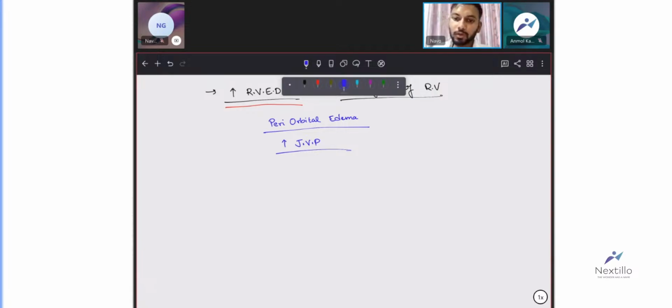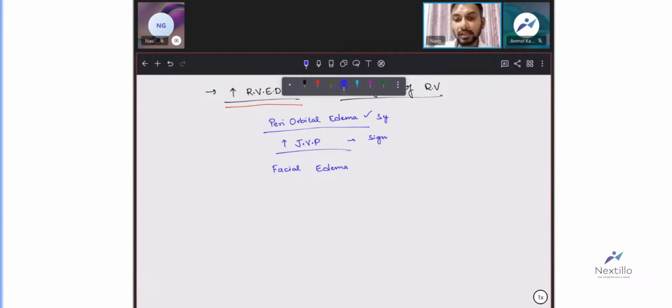Yes, so because of increased SVC, there is periorbital edema. So this is a symptom, and increased JVP is a sign. Along with periorbital edema, you also get facial edema. That is due to congestion in SVC. Now we will see congestion in IVC.